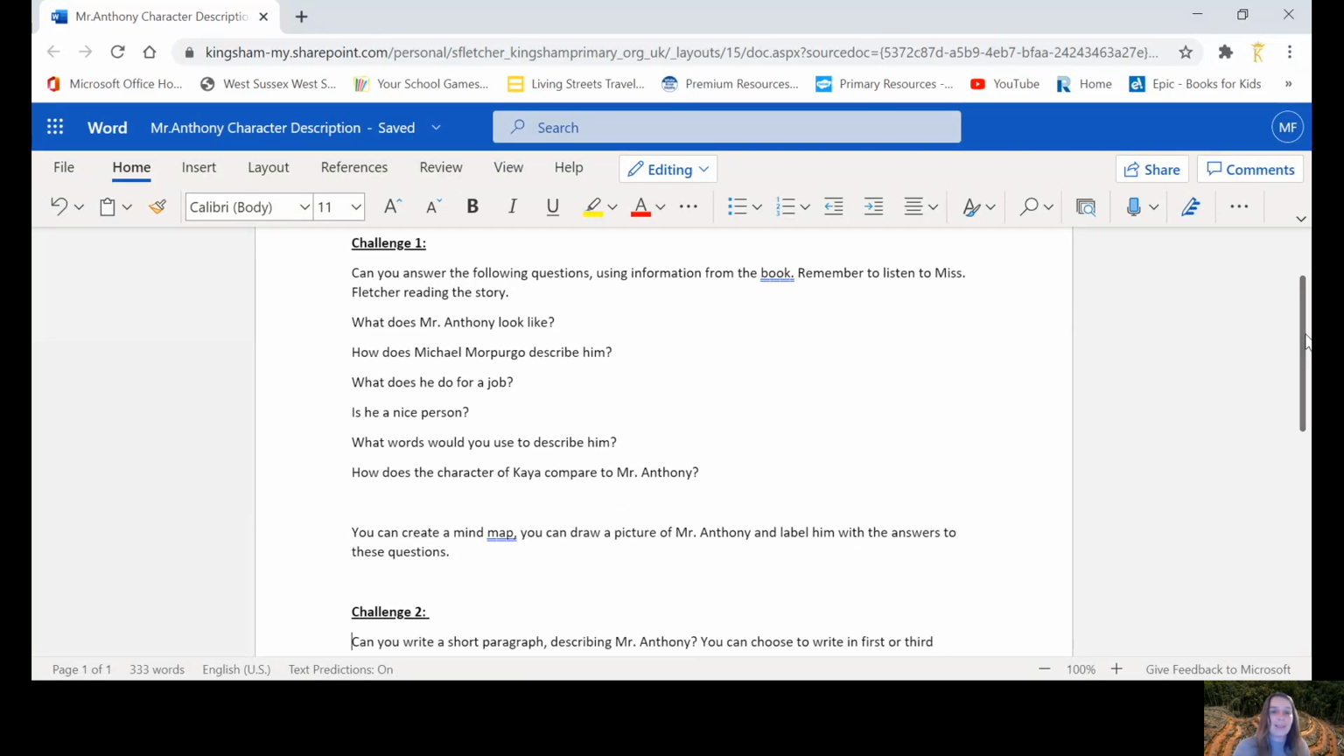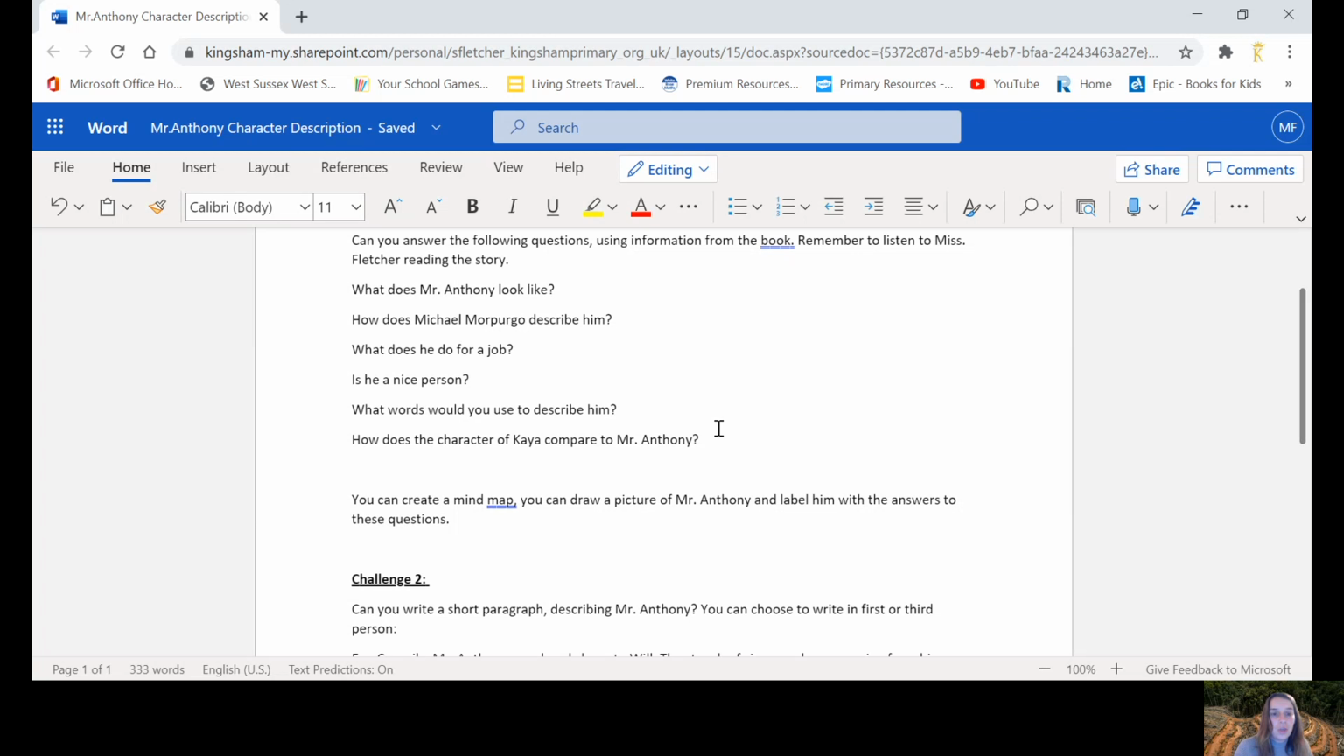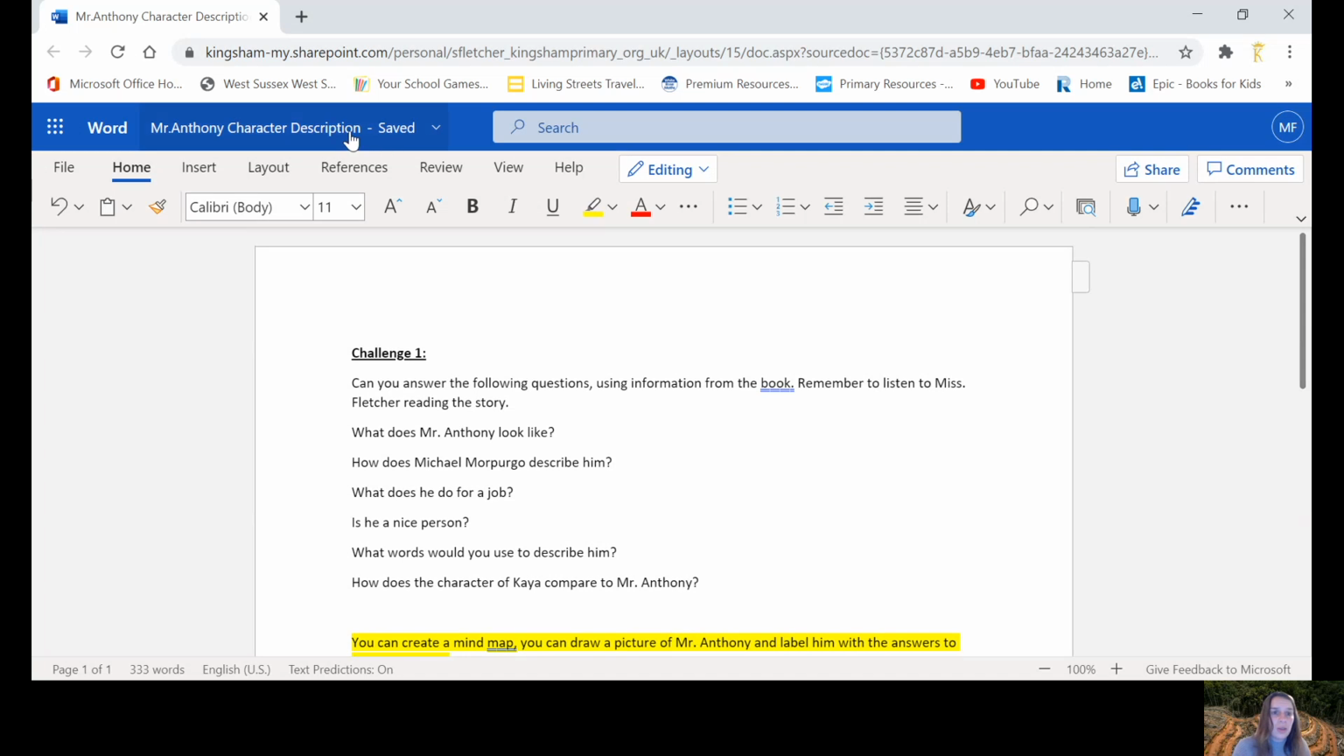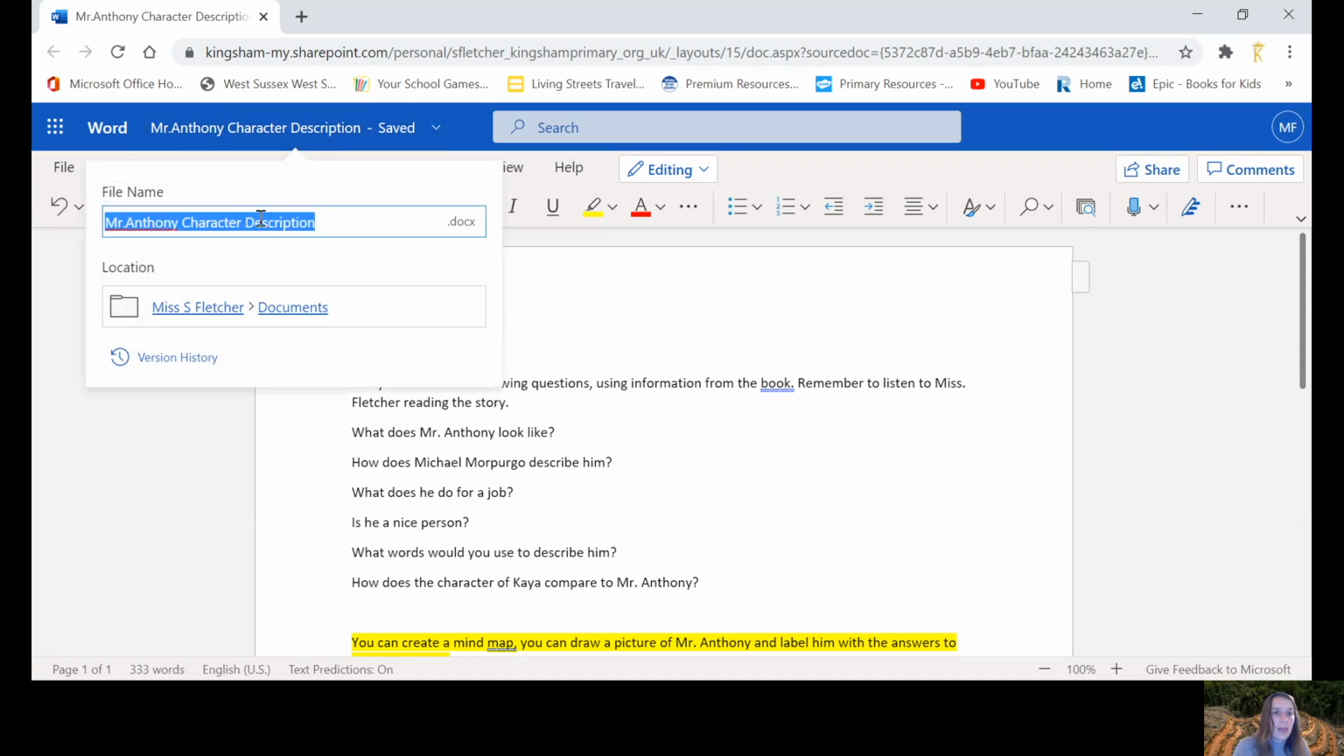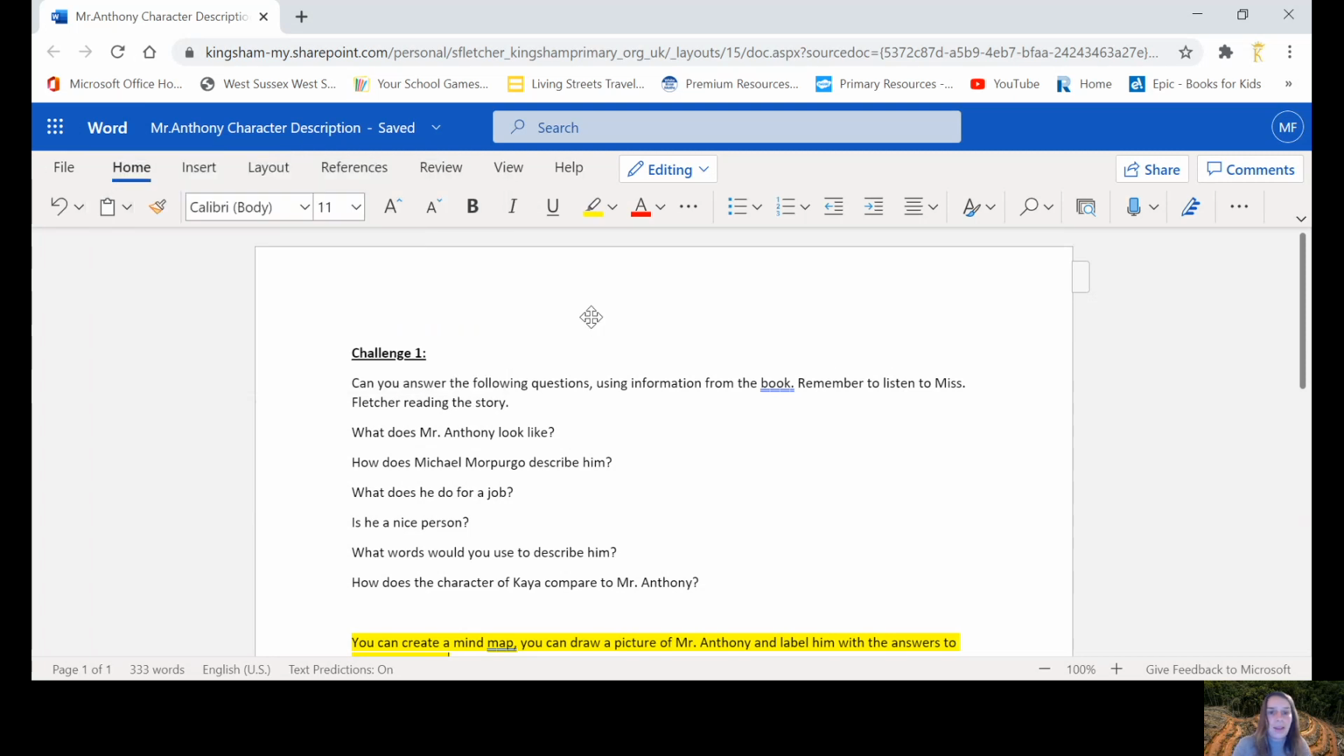Our first challenge is, as I read the book, I want you to stop and pause and come back and answer these questions. You can, if we look here, create a mind map, draw a picture of Mr. Anthony and label him with the answers to the questions above. You can do this on your own piece of paper, or if you would like to, all you need to do is come here, edit it to have your name at the bottom. For example, Miss Fletcher, and then it will carry on.